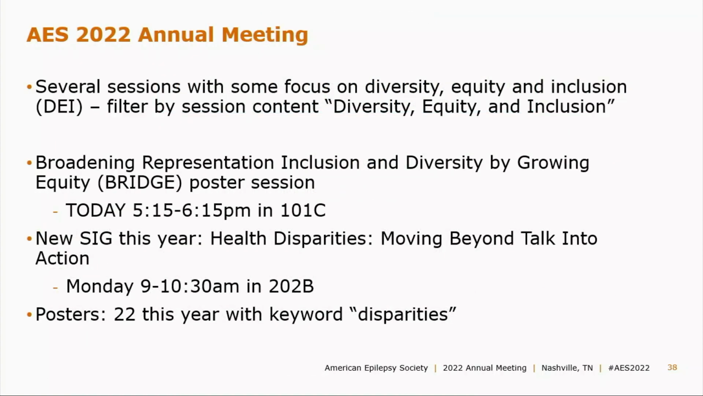At the meeting, you could filter by session content and look at DEI content. There's 18 sessions that come up. This has just been increasing every year, particularly in the last few years. The Bridge poster session is today at 5:15, if everyone could try to come there later. This is spotlighting research relating to the needs of the underserved populations and also showcasing work of investigators who identify with those groups. And so I hope to see you there.